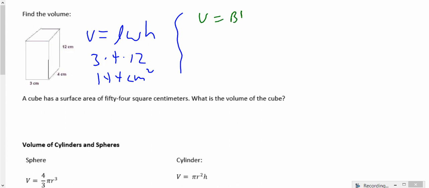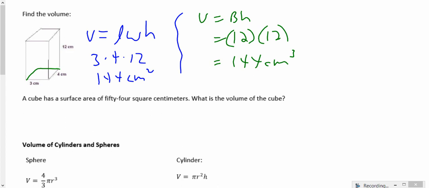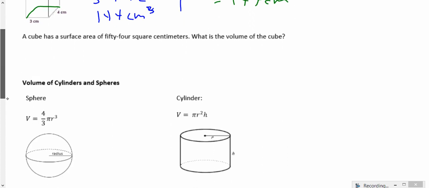Now, as we did before in the last section, I'm going to show you that you can still use the general formula and what that would look like. So the area of the base would be, it's a rectangle, so 3 times 4, and you get 12, times the height, which is 12, and again you get 144 centimeters cubed, excuse me, because we are in units of volume. All right, next question.